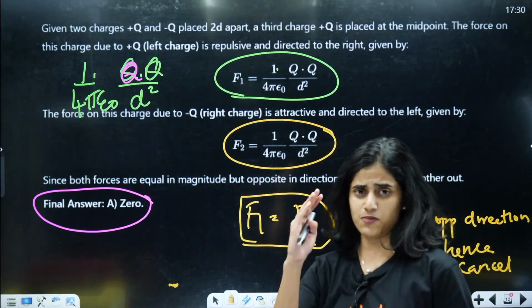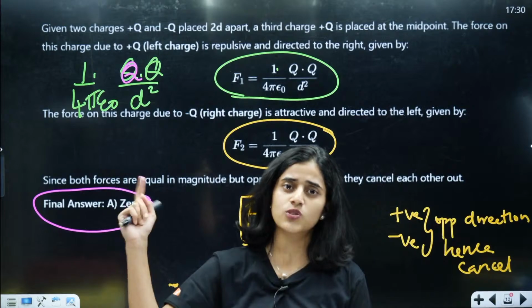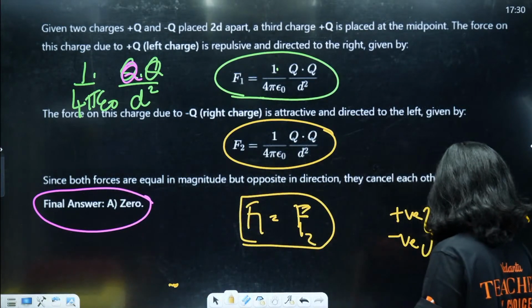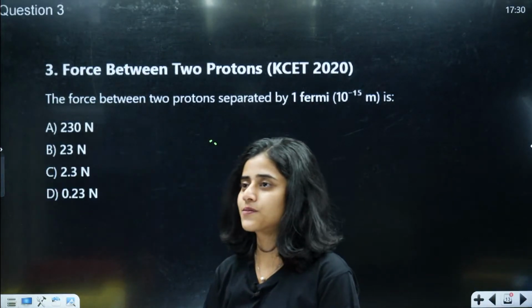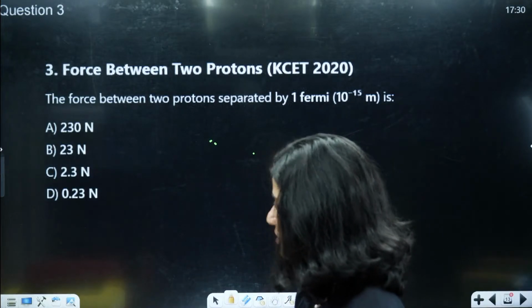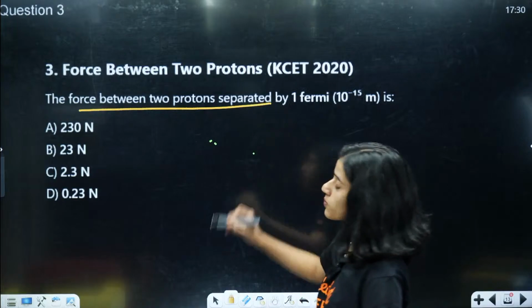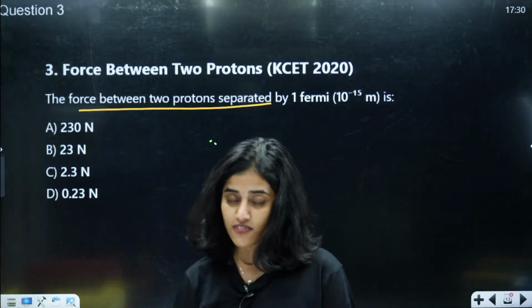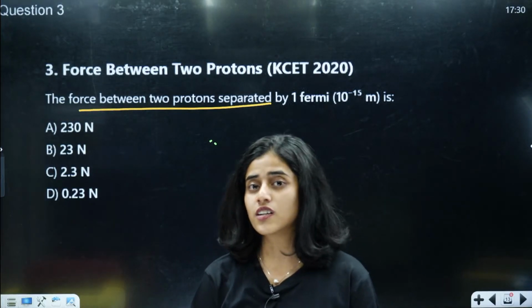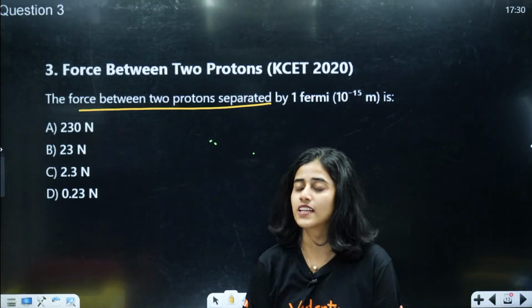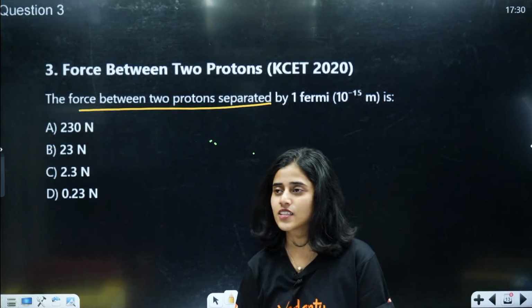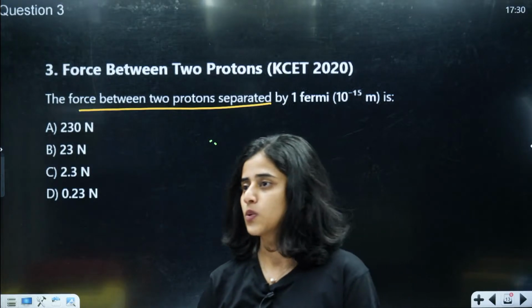So these are all questions based on the first formula that we learned, Coulomb's law. Next, you should be able to do this question because this is also similar. Again, force between two protons. So that is another value that you need to know: the charge of a proton. Anybody knows the charge of a proton? If you don't, you should learn it today. We will learn it now.